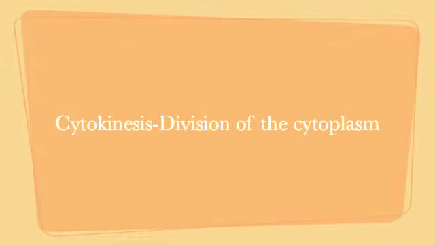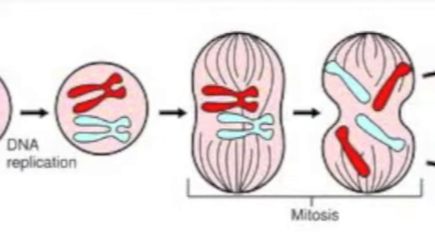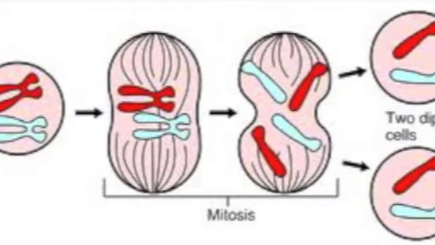Cytokinesis is the division of the cytoplasm. In animal cells, a cleavage furrow forms from the membrane squeezing the cell, allowing it to divide into two identical cells. In plant cells, a cell plate, which will become the cell wall, forms, dividing the two daughter cells. Mitosis yields two diploid daughter cells that are genetically identical to the parent cell.